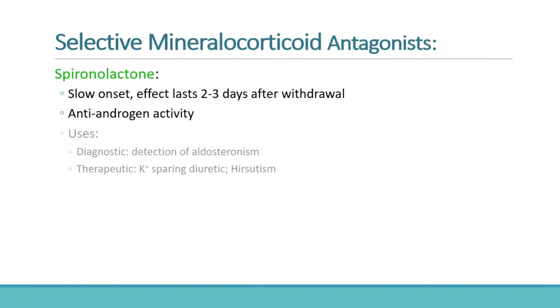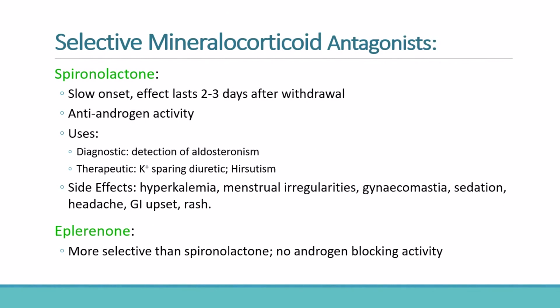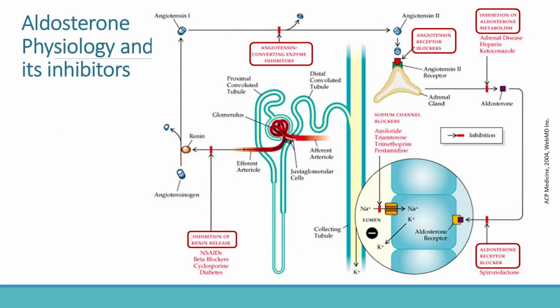Spironolactone is a mineralocorticoid receptor antagonist with antiandrogen effects. It is used in hyperaldosteronism, resistant hypertension, heart failure, and hirsutism. Eplerenone is more selective and lacks significant antiandrogen activity. This diagram integrates aldosterone physiology with pharmacologic intervention. This pathway is central to the treatment of hypertension, heart failure, and chronic kidney disease.